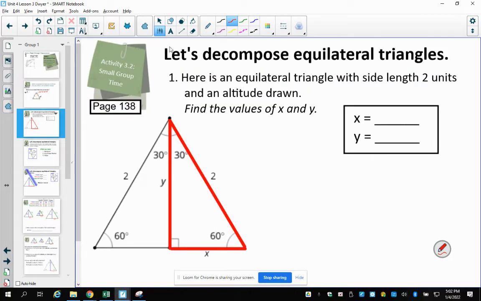So let's take a look at activity 2, okay, at the bottom of the page. So this activity gives you an equilateral triangle with an altitude drawn. So we see the altitude straight down the middle there with the 90-degree angle. Okay, so in fact, they have the angles labeled just like we talked about on the notice and wonder. And they have the side lengths of the equilateral triangle being 2. So go ahead and see if you can solve for x and for y. So pause the video. If you get stuck, come back.